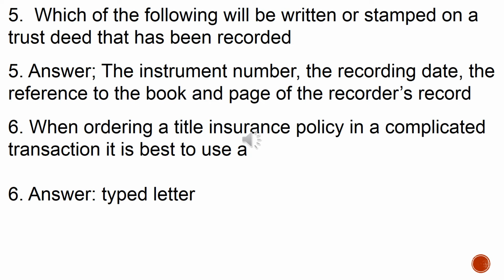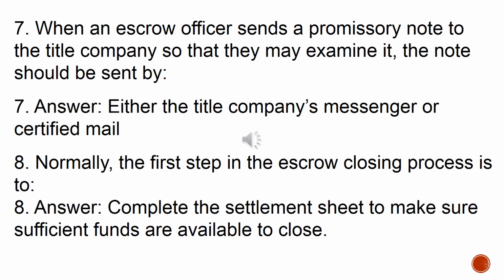Question number 5. Which of the following will be written or stamped on a trust deed that has been recorded? Answer: the instrument number, the recording date, the reference to the book and page of the recorder's record. Question number 6. When ordering a title insurance policy in a complicated transaction, it is best to use a: answer, type letter. Question number 7. When an escrow officer sends a promissory note to the title company so that they may examine it, the note should be sent by: answer, either the title company's messenger or certified mail.